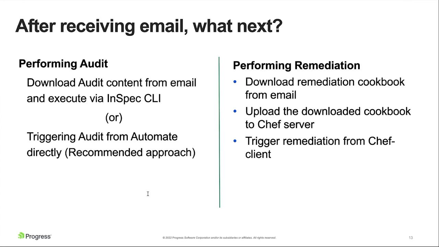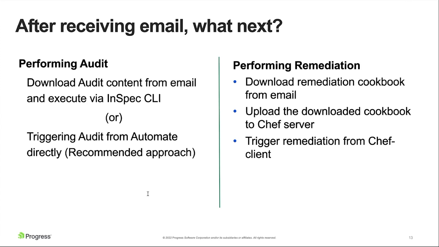On the audit front, you can do audit in two ways on your target machine. One is to use the downloaded audit content from the email and run the audit via InSpec CLI through the inspec exec command. The other option, which is the recommended approach from Chef, is to execute the audit content directly from the Automate dashboard. In this second option, you don't need to download the audit content from email.